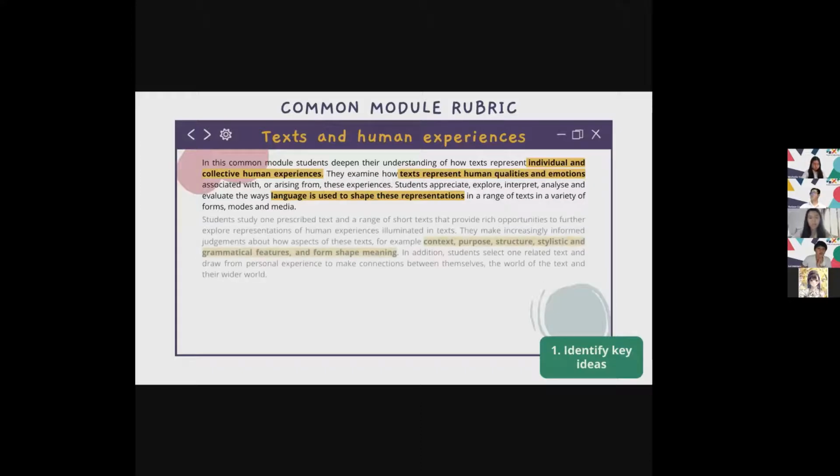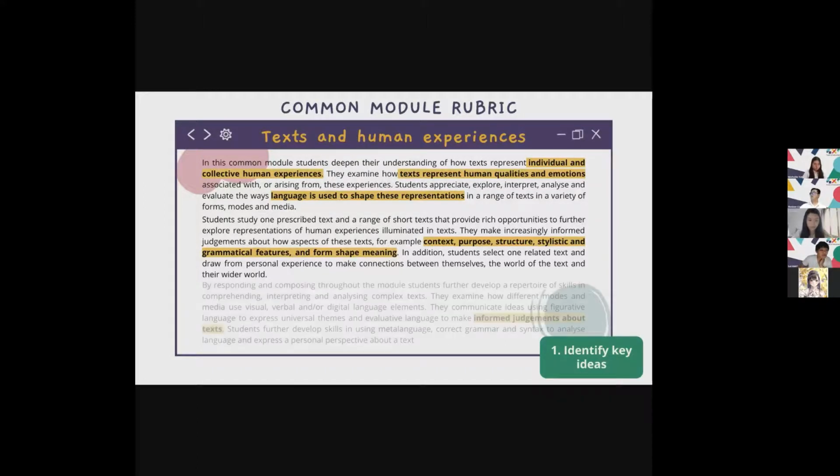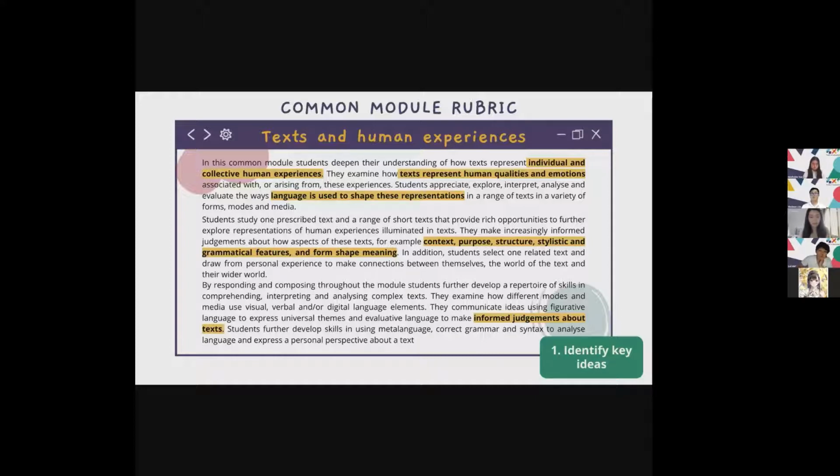We go on to the next part of that. We're looking at context, purpose, structure, stylistic and grammatical features, and the form and shape of meaning. So let's just open up that whole section here. Last part, informed judgments about these texts. So let's break it down. We need to be able to define human quality. We need to be able to define human emotion.